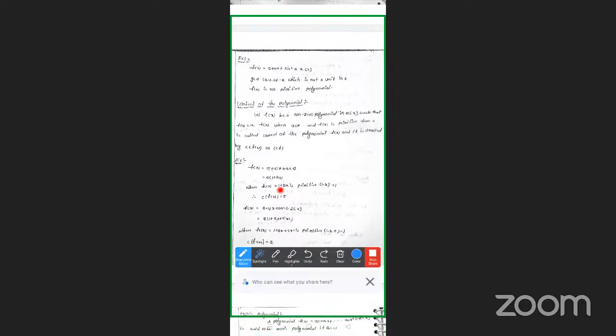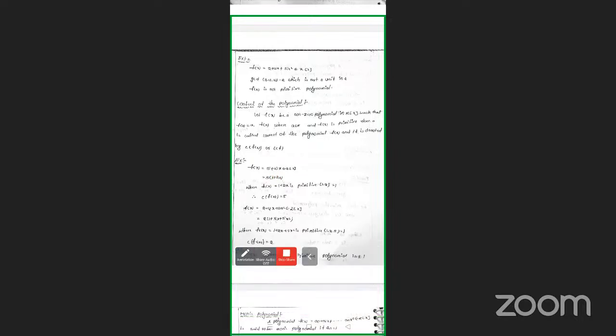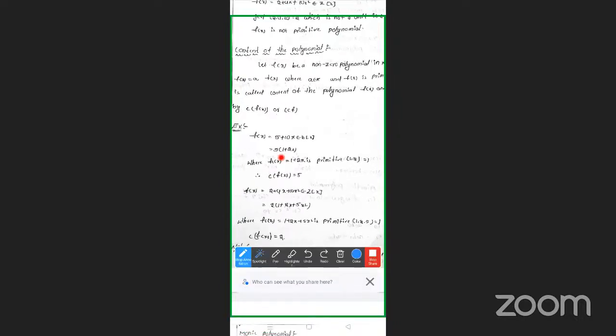So for example, f of x is equal to 5 plus 10 into x. So 5 plus 10x belongs to Z of x. So in this polynomial 5 is common. So 5 is common, 5 of 1 plus 2x.